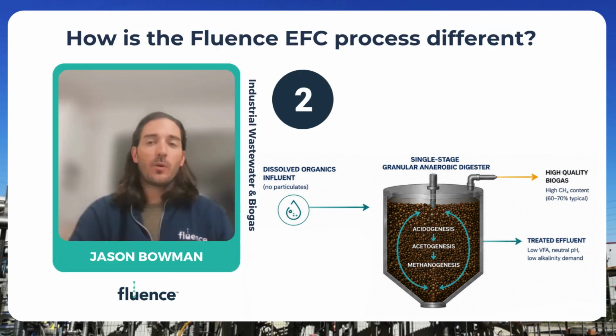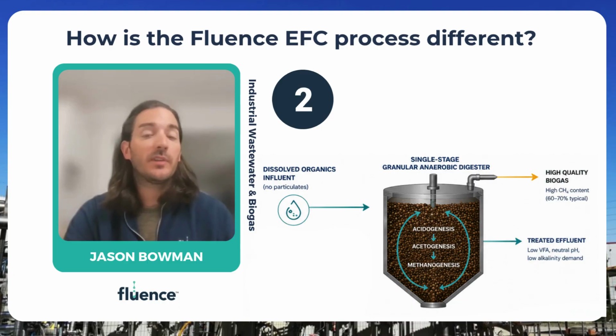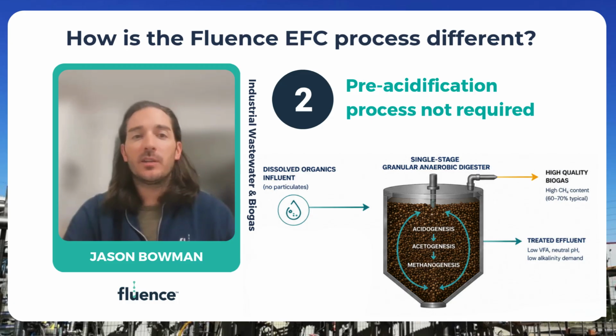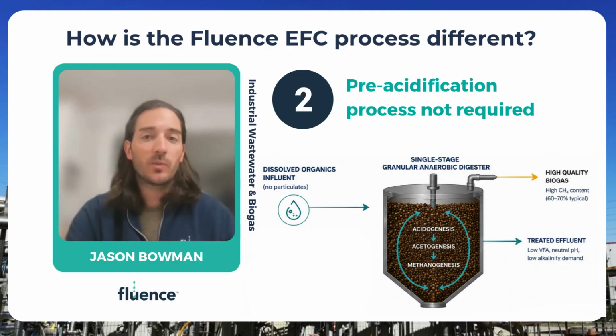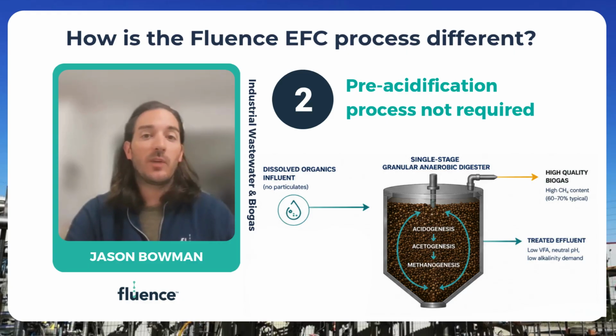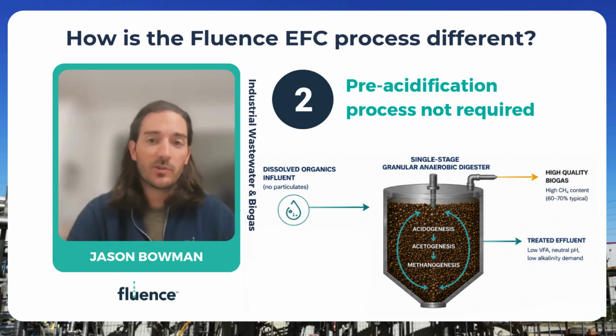Okay, the second important feature of the EFC process is that we do not require a pre-acidification step. Generally speaking, where our EFC process is applied, there's no risk of having lignin or cellulosic materials, so pre-acidification really makes no sense. Pre-acidification is counterproductive for a lot of these wastewaters that we deal with that are composed primarily of dissolved organics. Basically, it can disrupt the balance of acetogenesis and methanogenesis that granular-based biomass can actually manage within its own internal cell structure.